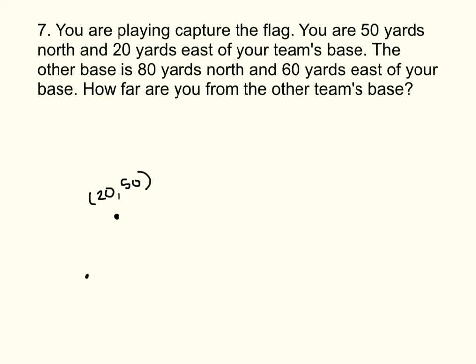And then the other base is going to be 80 yards north and 60 yards east of your base. So we're going to go up and over, so it's going to be over here. So you then need to figure out this. Now you could graph this on a number line, which actually would make it easier. But notice that you just made yourself a hypotenuse. So we can make a triangle here by drawing the legs.